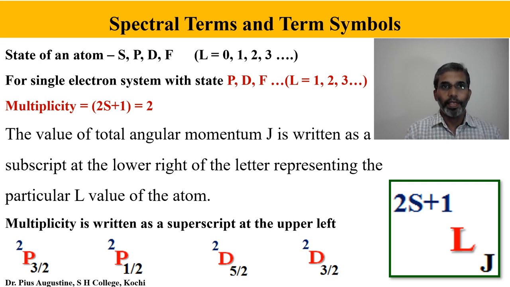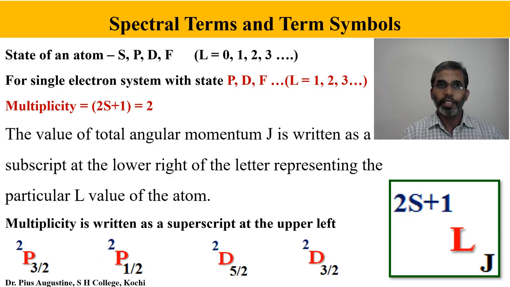So these 2 states will be expressed with the multiplicity, 2S plus 1, as a superscript, then the letter corresponding to the L value, and then the J value as a subscript. For example, L equal to 0 will be S, and L equal to 1 will be P. As an example, for L equal to 1 it is a P state and hence there are 2 energy states, so you can write them as 2P 1/2 and 2P 3/2. If L is equal to 2, then it is a D state, and you can write it as 2D 5/2 and 2D 3/2.